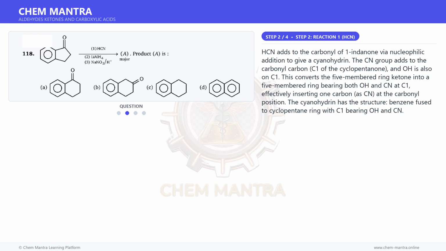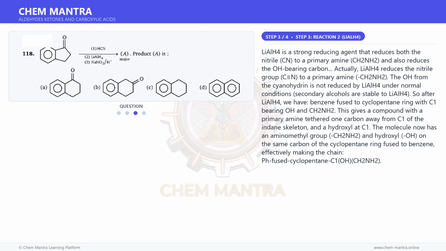This converts the 5-membered ring ketone into a 5-membered ring bearing both OH and CN at C1, effectively inserting one carbon, as CN, at the carbonyl position. The cyanohydrin has the structure: benzene fused to a cyclopentane ring with C1 bearing OH and CN. Moving on to the next step.